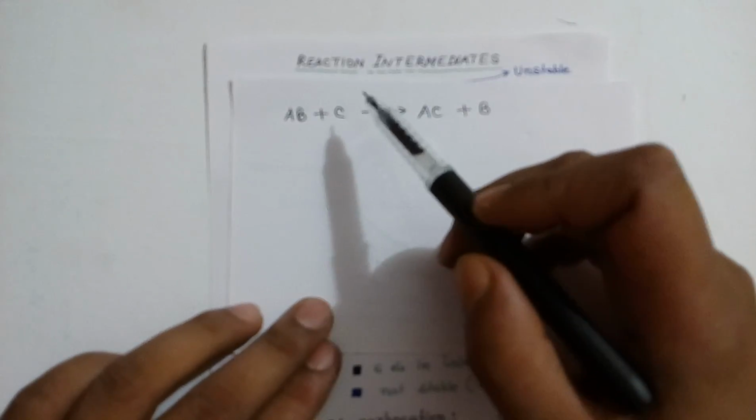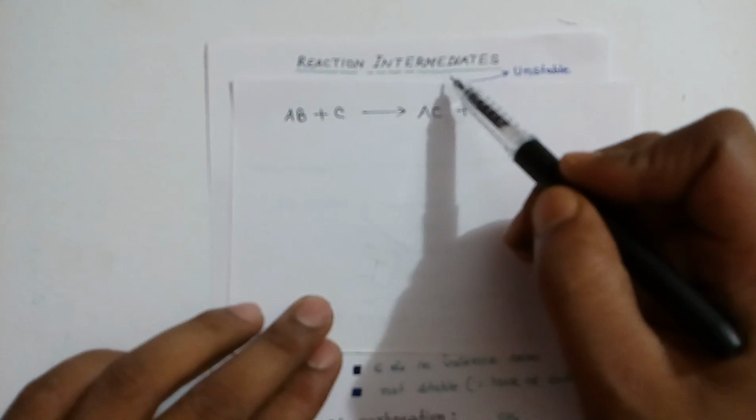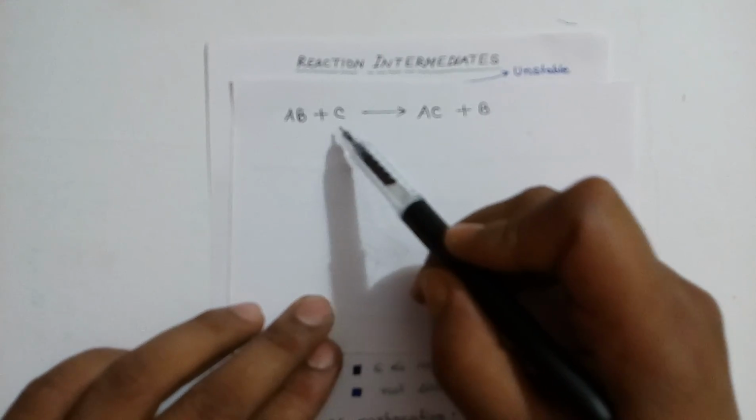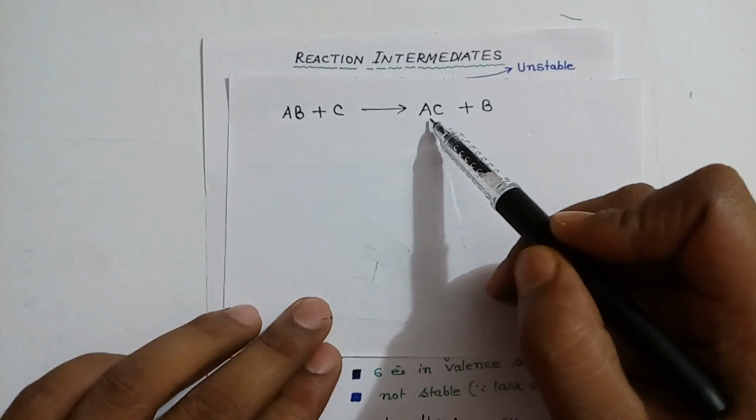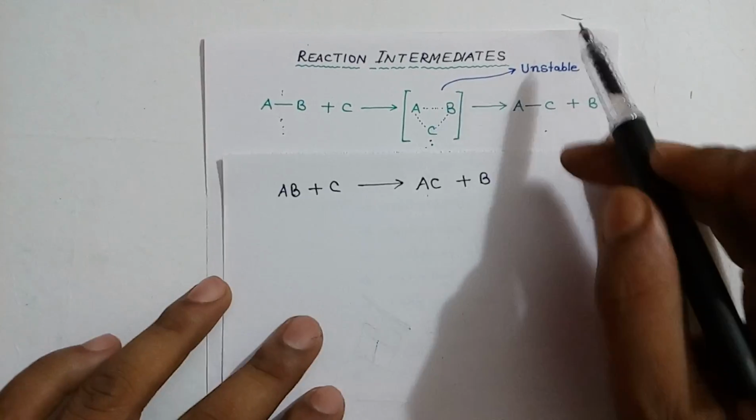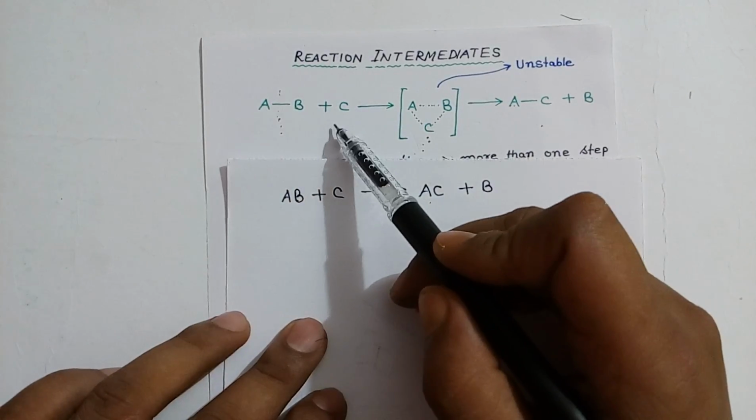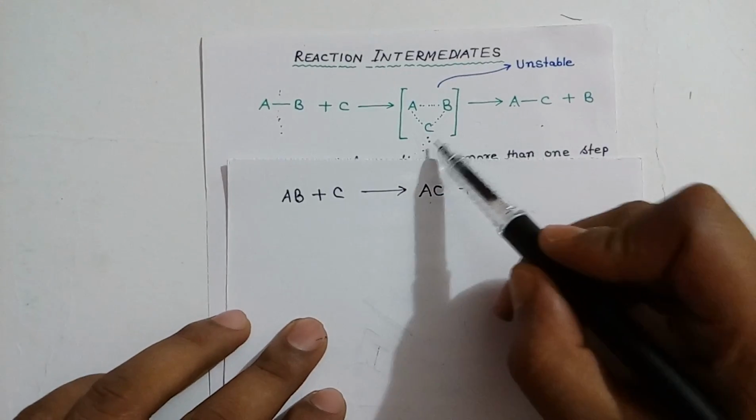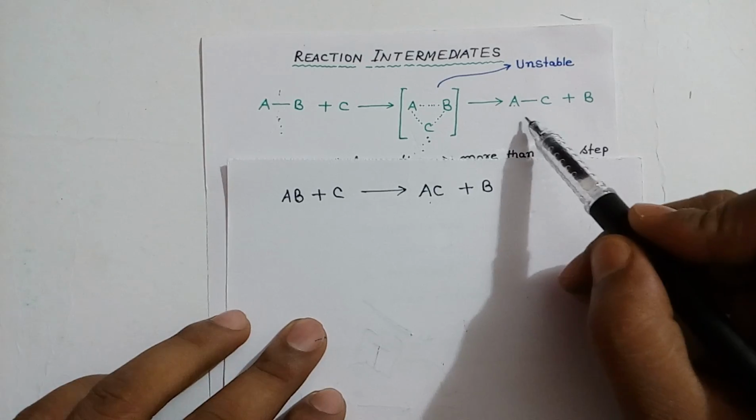Hello students, today we'll be learning about reaction intermediates in brief. In any chemical reaction, reactants react to give products. But this is not the complete picture. What really happens is that first reactants react to give some intermediate, and this intermediate decomposes to give the products.